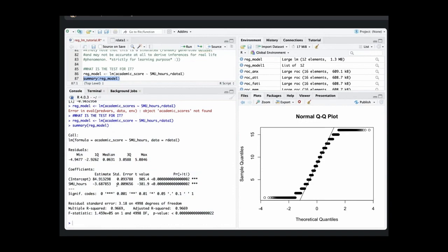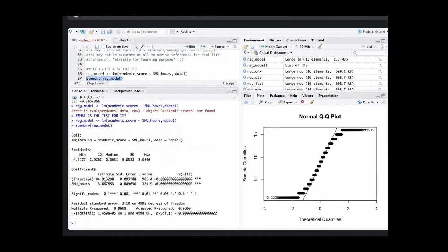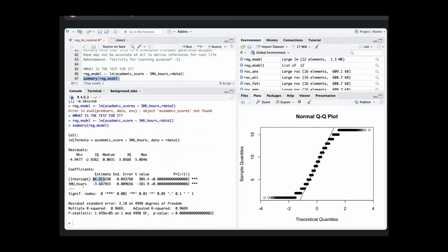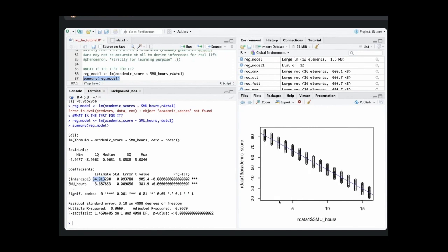Now, it tells you that your intercept is 84.91, and your estimate for social media usage hours is minus 3.6. So I'm just going to go back to our plot. As you can see in this plot, this line, the blue line, just focus on the blue line, would have a certain slope and a certain intercept. Intercept is the distance covered by a particular line on the y-axis. So here the intercept would be, as you can see, a little above the mark 80.